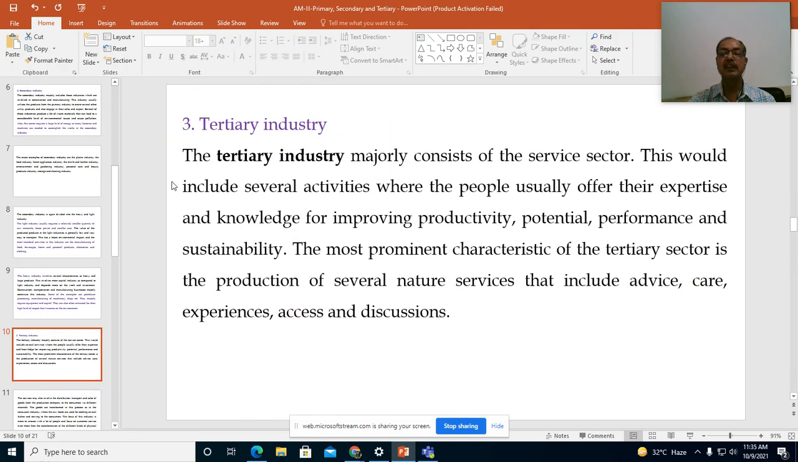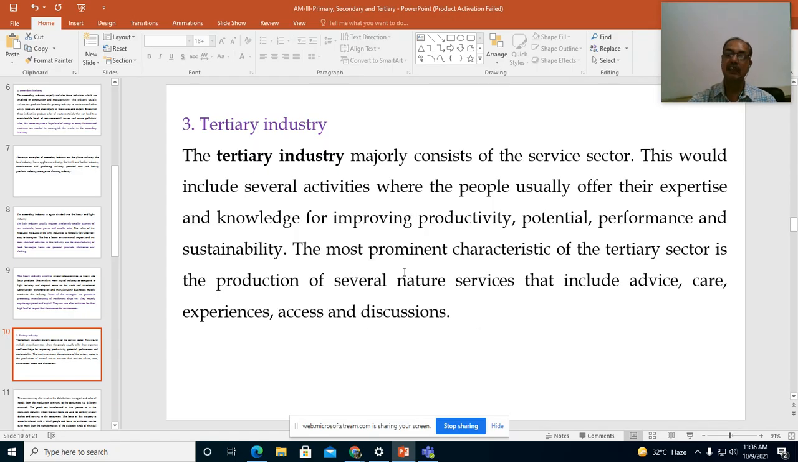So this is the tertiary industry. The next one is the tertiary industry, which majorly consists of the service sector. This would include several activities where people usually offer their expertise and knowledge for improving productivity, potential performance and sustainability. The most prominent characteristic of the tertiary sector is the production of several services that include advice, care, experiences, access, and discussion.